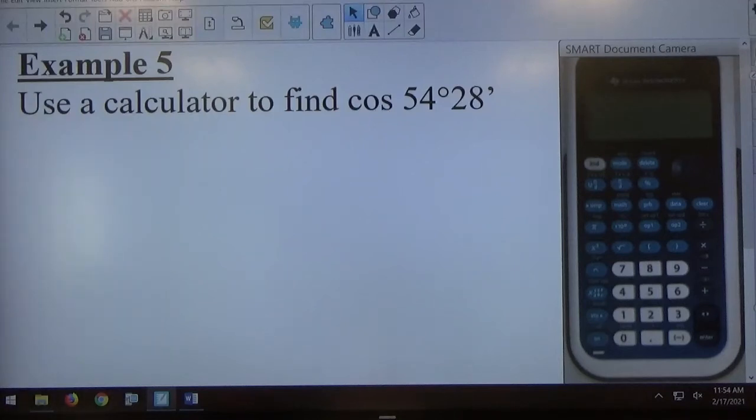So example one, we're going to use a calculator to find cosine of 54 degrees, 28 minutes. Now, you might recall that we've already dealt with the degrees and minutes things in chapter 10.1, I believe. We saw those before. Now we're going to use our calculator to evaluate some stuff.